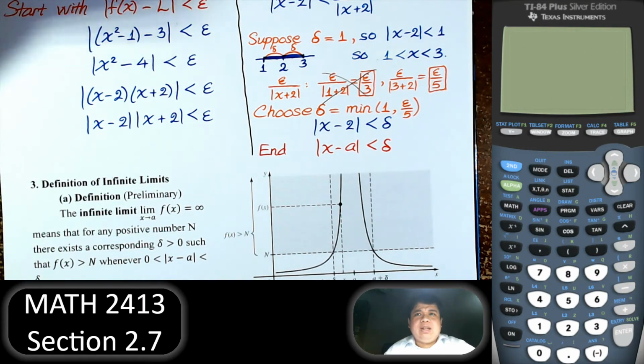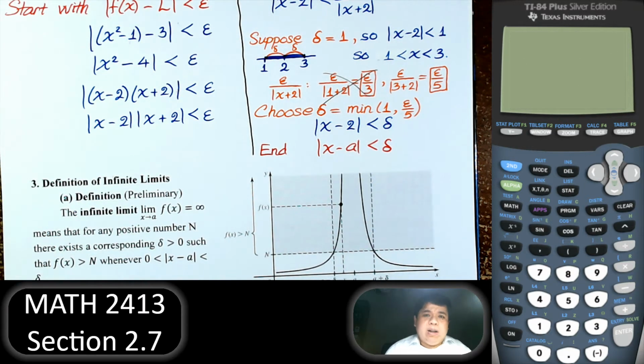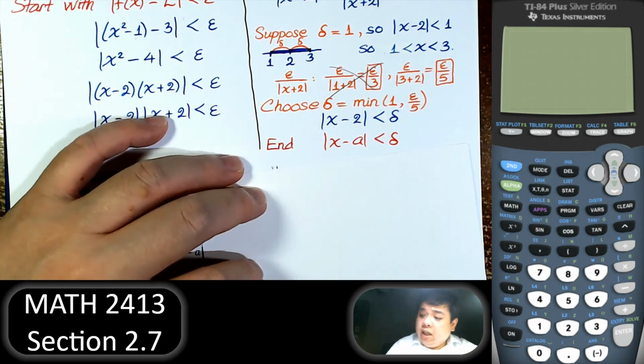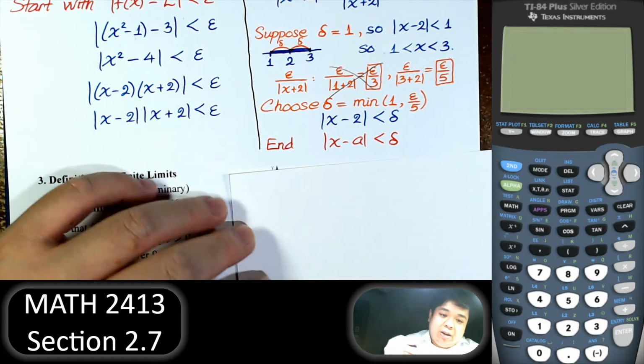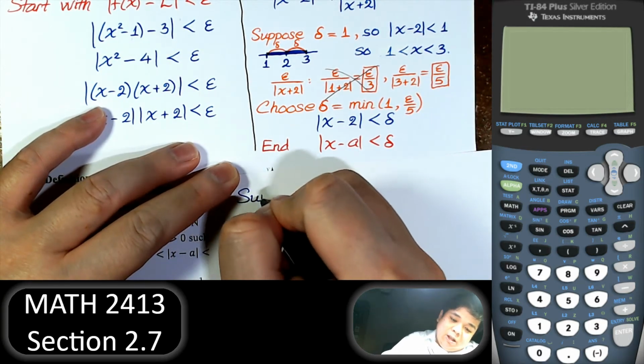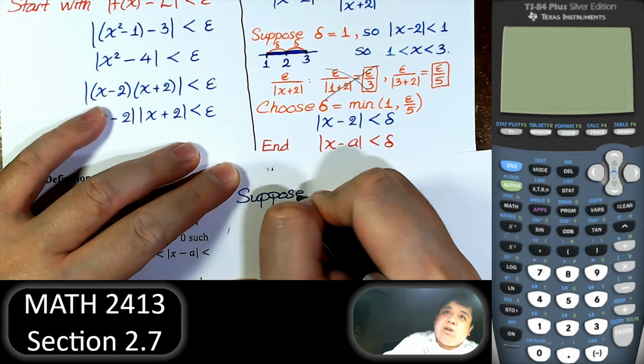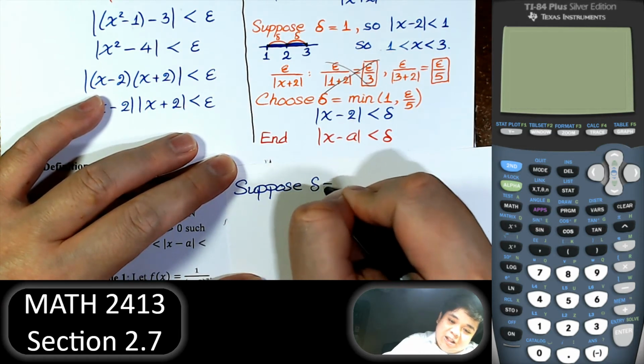Right. Then we say, if I don't want to choose 1, can we choose 2? And of course, we can choose 2 as well. But like I said, the proof will be in reverse. I'm not going to write that because it takes too much space and time. The idea here is we can find delta in terms of epsilon. Now, suppose we choose delta to be 2 instead.